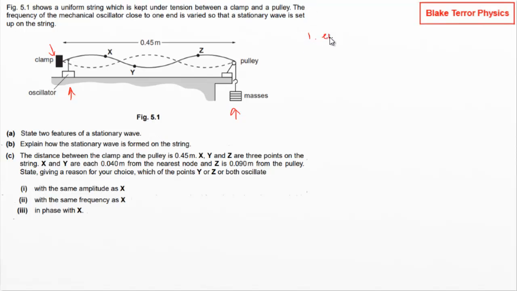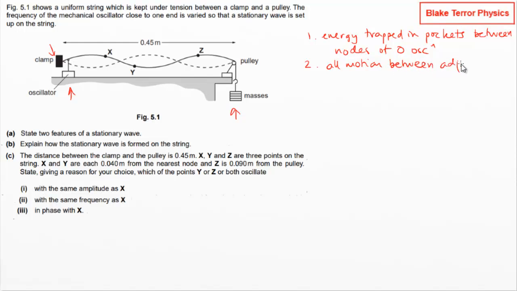So we'll go one, that we've got energy trapped in pockets between, I suppose we could say as well that those pockets are between nodes of zero oscillation. So that's one thing we can say. We can also say, I suppose, all motion between adjacent nodes is in phase. There's quite a lot of things you can say with these, so make sure you've got your favorite ones in mind, ready at hand.